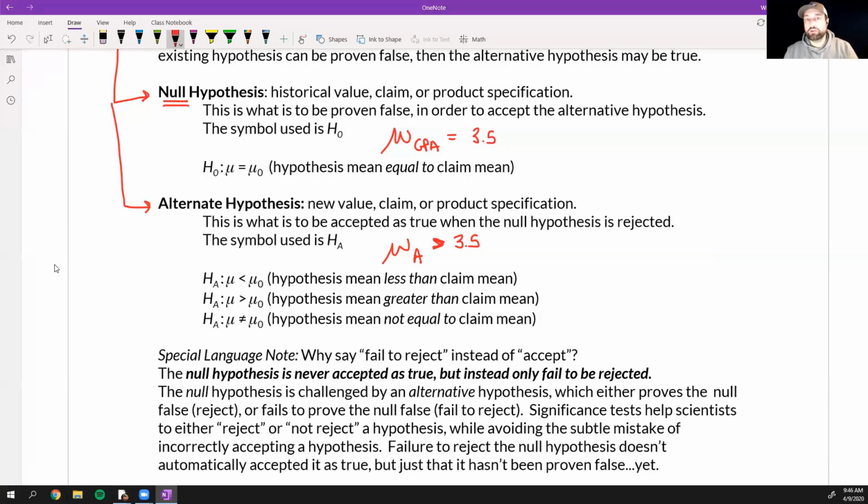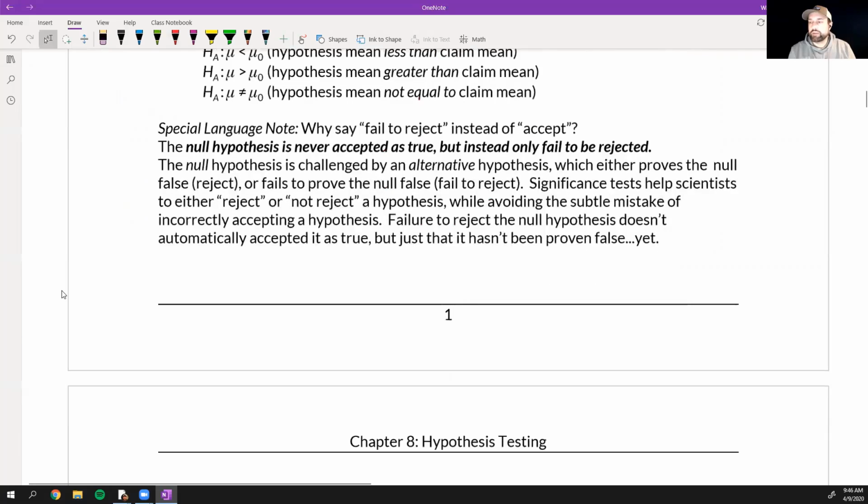So then you'd go out, you'd get a sample, you'd collect some data, and you'd do an analysis on that data. You'd calculate some probabilities. And based on that data, you would either accept or reject the null hypothesis. Okay, and we'll walk you through all of this. So that's what's going on here.